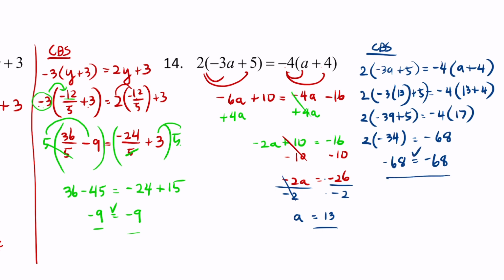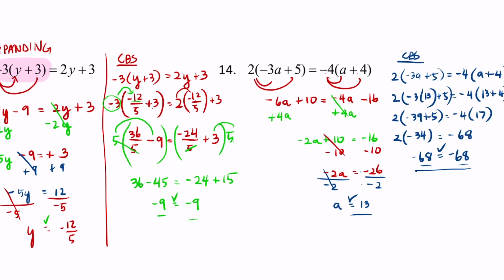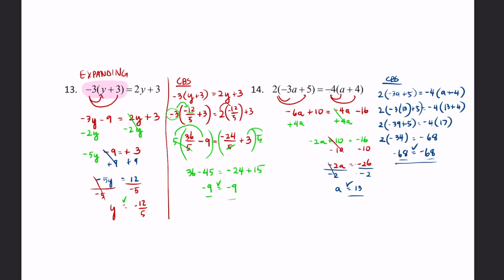And it's correct if the left is equal to the right. Therefore, a equals 13 is correct. Okay, so this is how you solve variables on both sides. That includes a little bit of expanding. Don't be afraid of expanding. Don't be afraid of more complex things because you know how to expand, okay? And you know how to multiply with positive and negative numbers, and you know how to transpose.